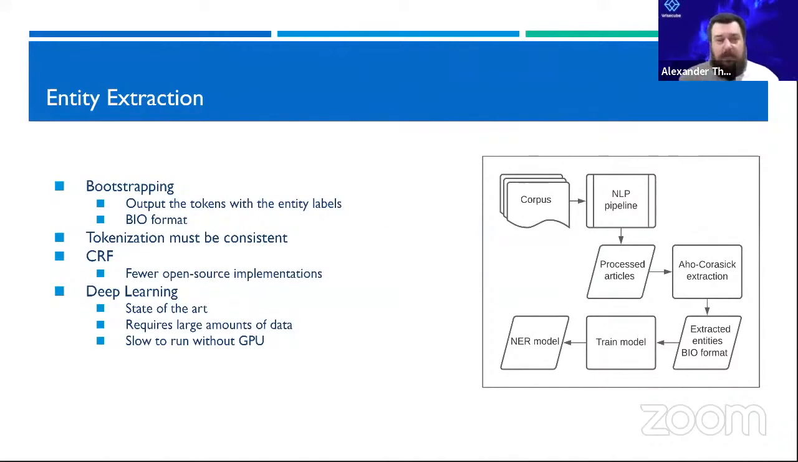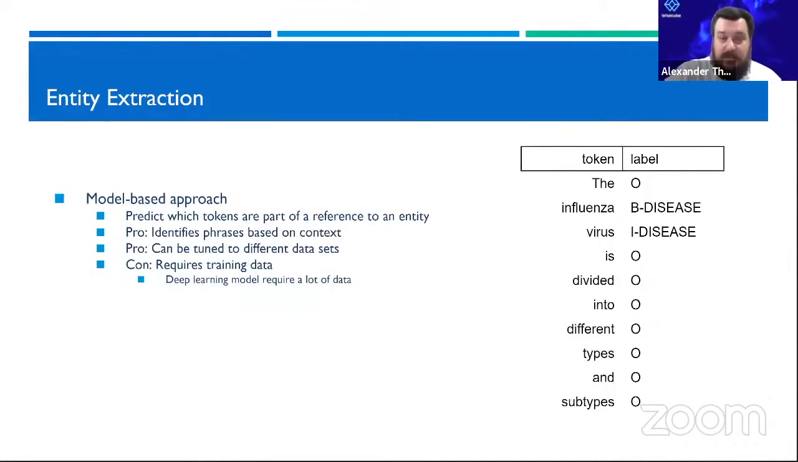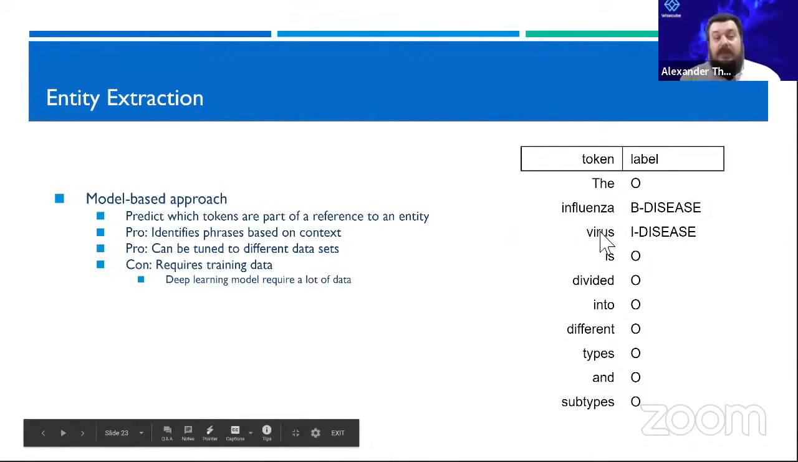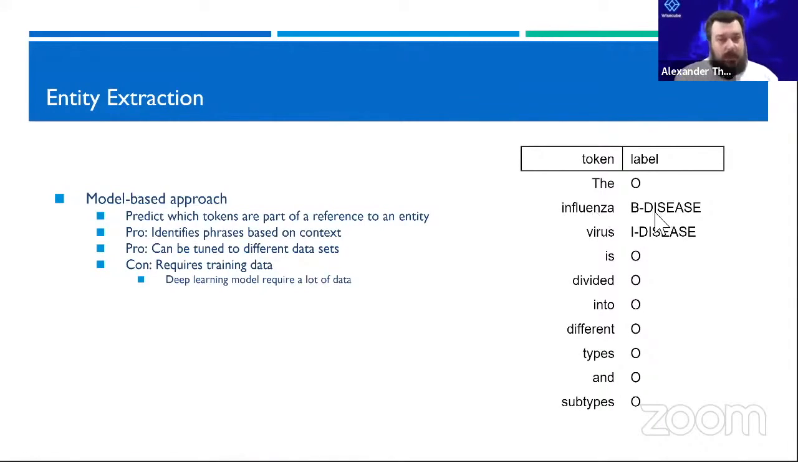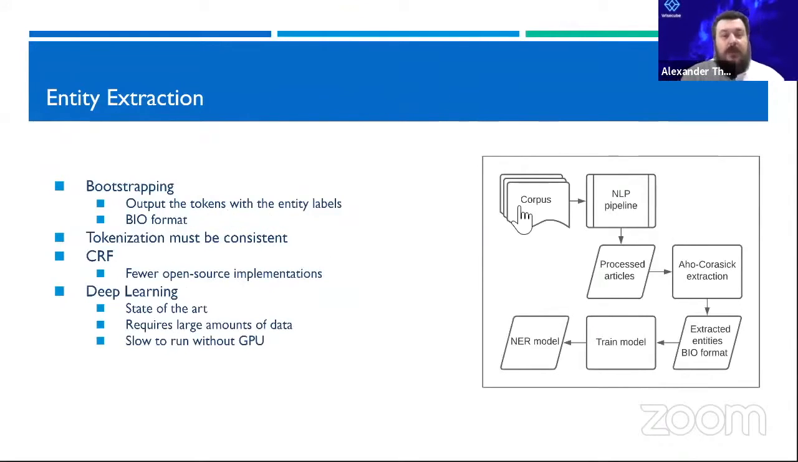The approach with bootstrapping is that you run your dictionary-based approach and output it in BIO format. That's what we have here on the right. Here we have the sentence, the influenza virus is divided into different types and subtypes. Influenza virus is an entity mention. So we have B here for the beginning of a disease reference, and we have I for virus because it's inside a disease reference. So now we output in the BIO format.